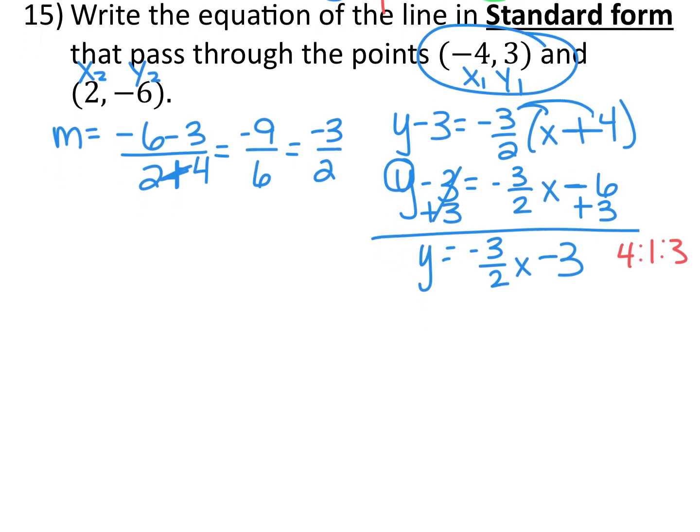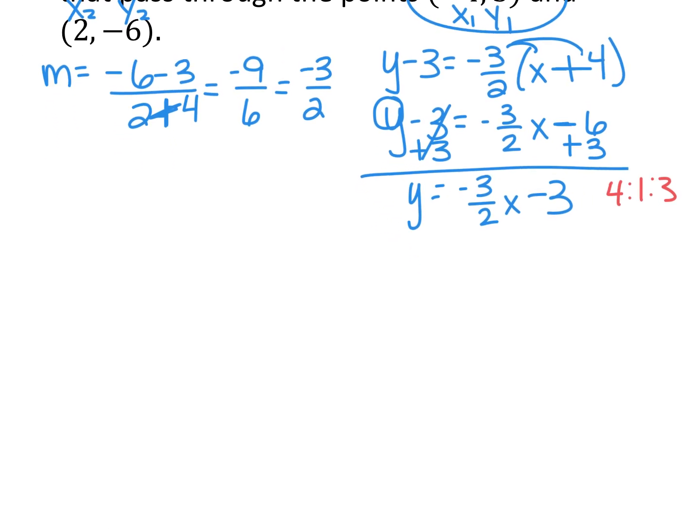Now, standard form again cannot have a fraction. So we have to multiply our whole equation by the denominator to make it go away. So 2 times y is 2y. 2 times a negative 3 over 2 is just a negative 3. Please don't forget your x. Be careful with your signs. And 2 times a negative 3 is a negative 6.